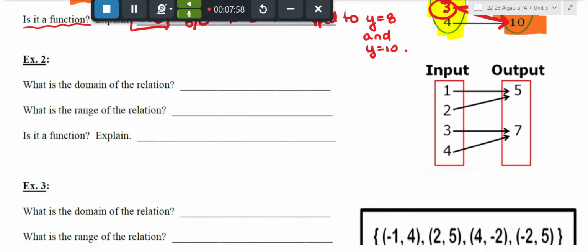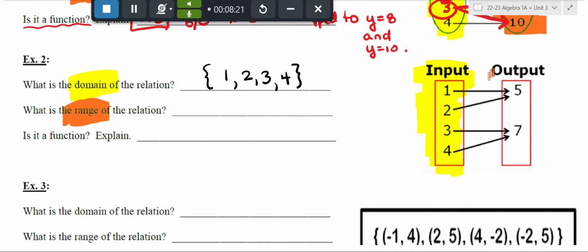What is the domain of the relation? Remember, domain is your input, your x values. When it's in mapping form, it's a little bit easier to see who's who. Using squiggly brackets, we know it's 1, 2, 3, and 4. And what is the range? The range is the output. In this case, we only have two elements in the output, and that is fine. The elements are 5 and 7.